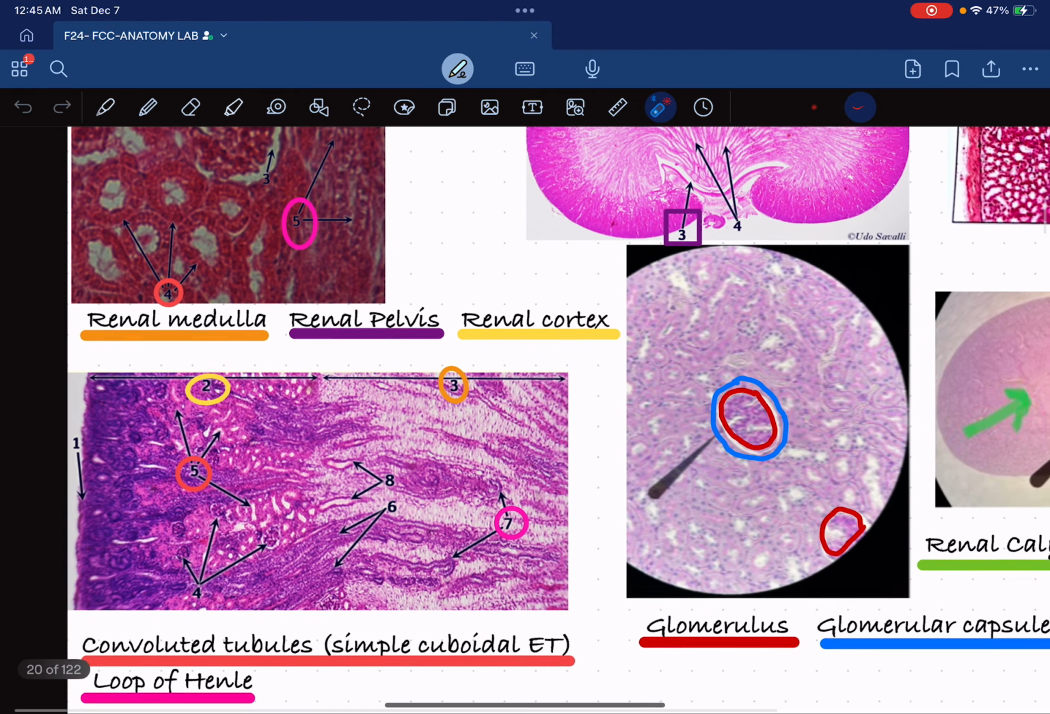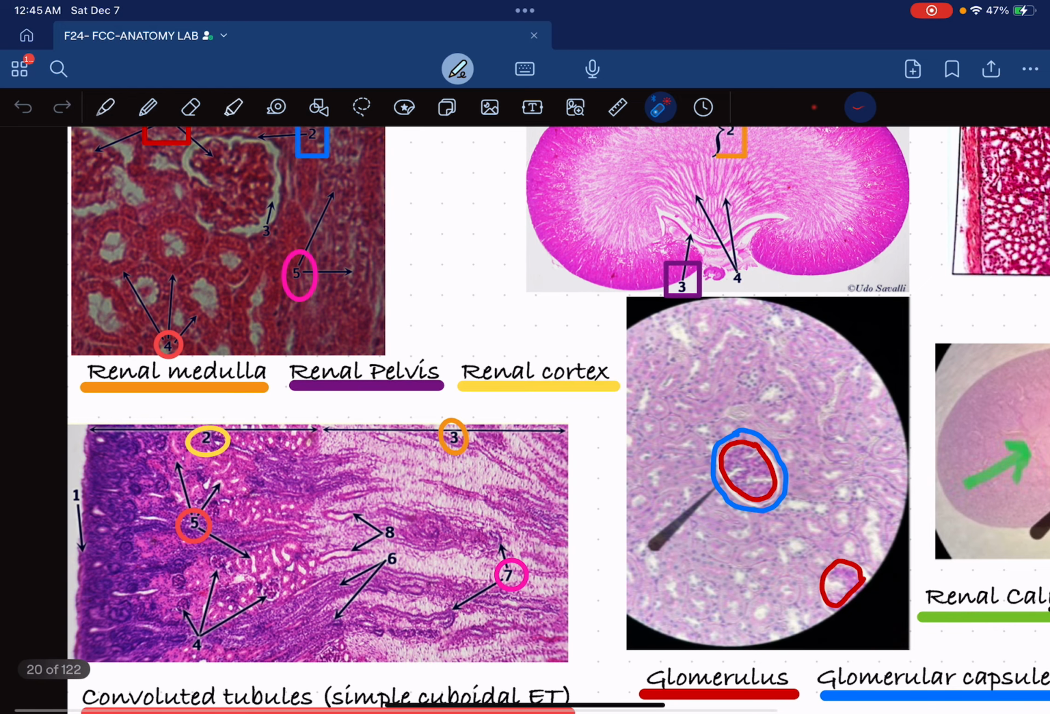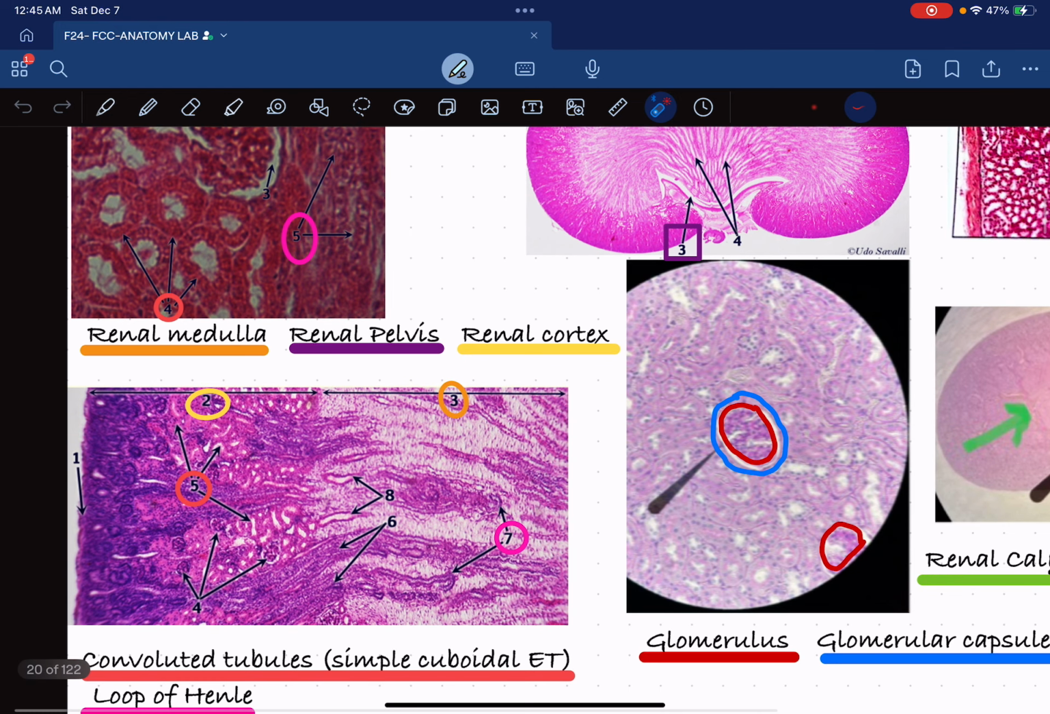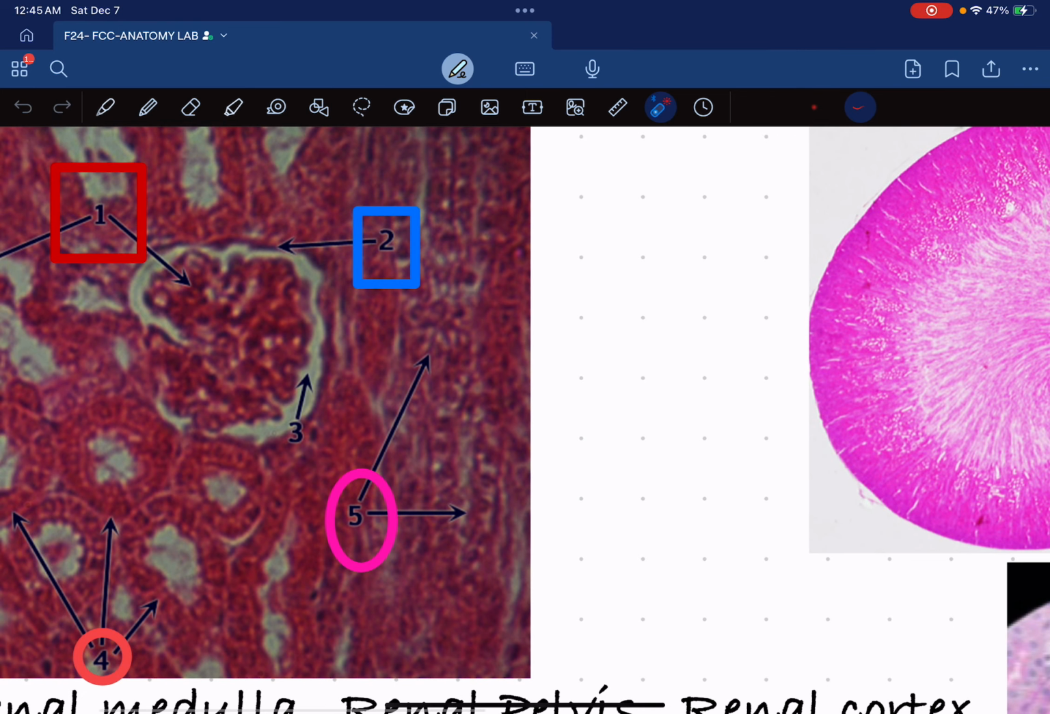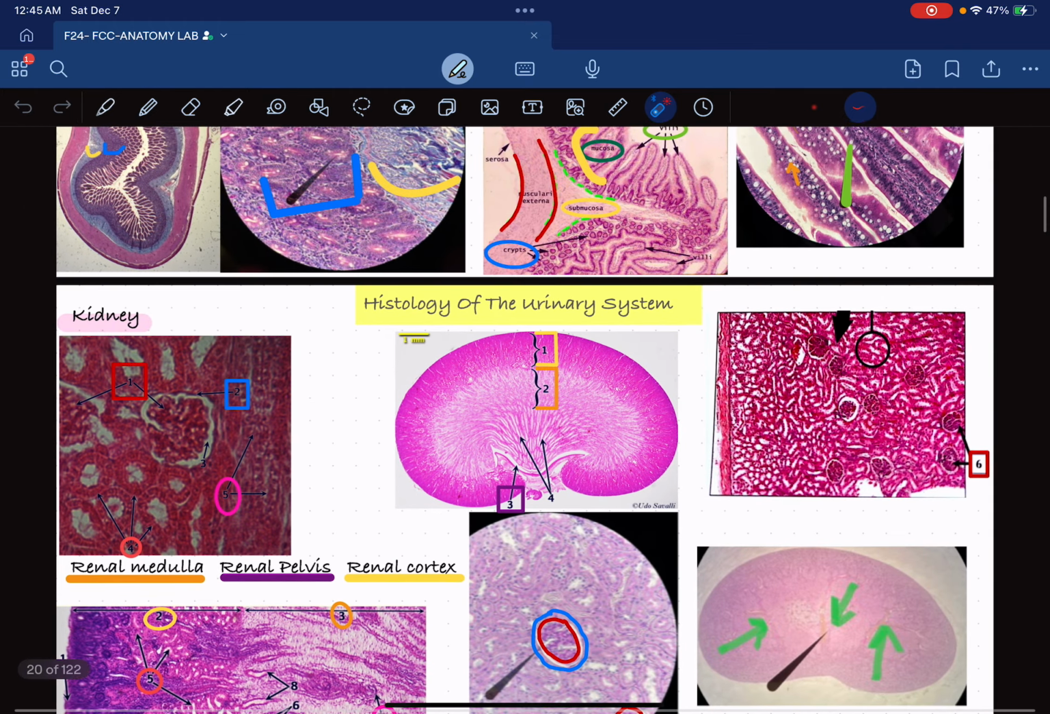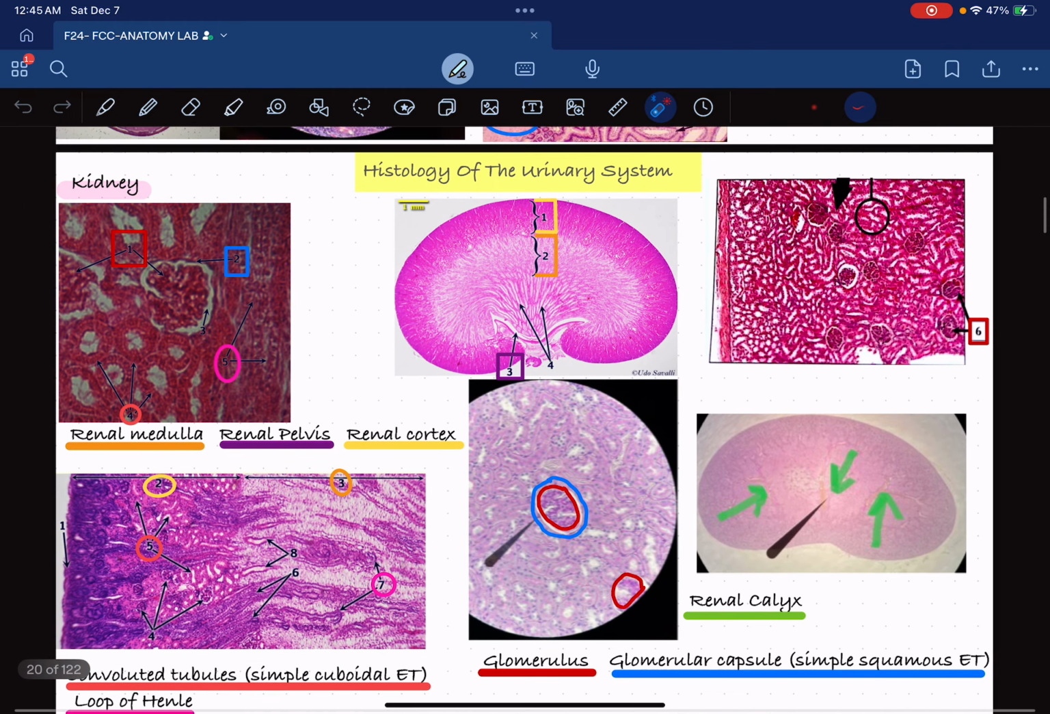Next is the loop of Henle. The loop of Henle is in this dark pink color, seen right here in this long tissue. Another clearer image is over here. That's the kidney. We talked about everything.